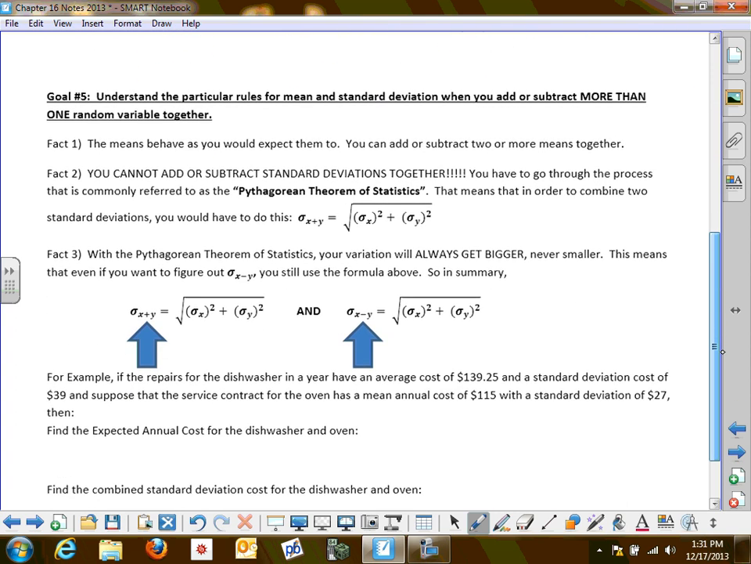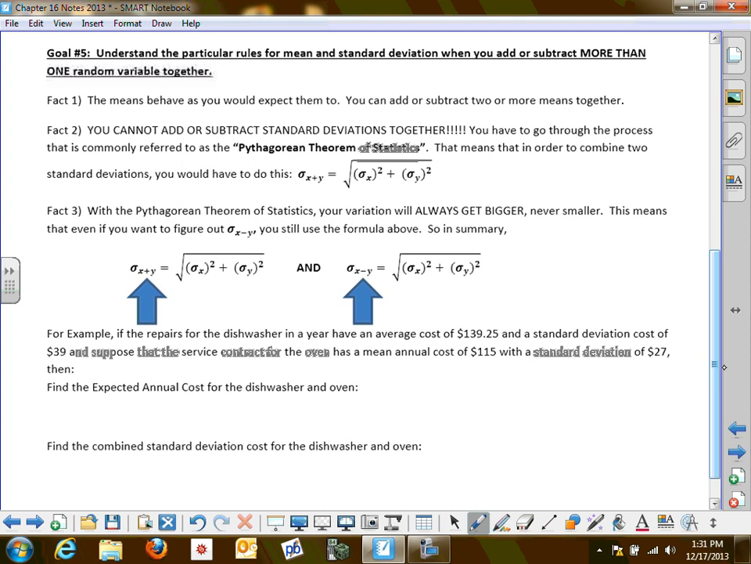Last goal. The last goal happens when you have more than one variable. For example, as a business owner at Joe's Pizza, you have more than one appliance. Today I want to talk about the dishwasher, that's one variable, and we're also going to talk about the oven. We have service contracts for both, and we're going to talk about how much total I should expect on average to pay for the maintenance and repair on my appliances.